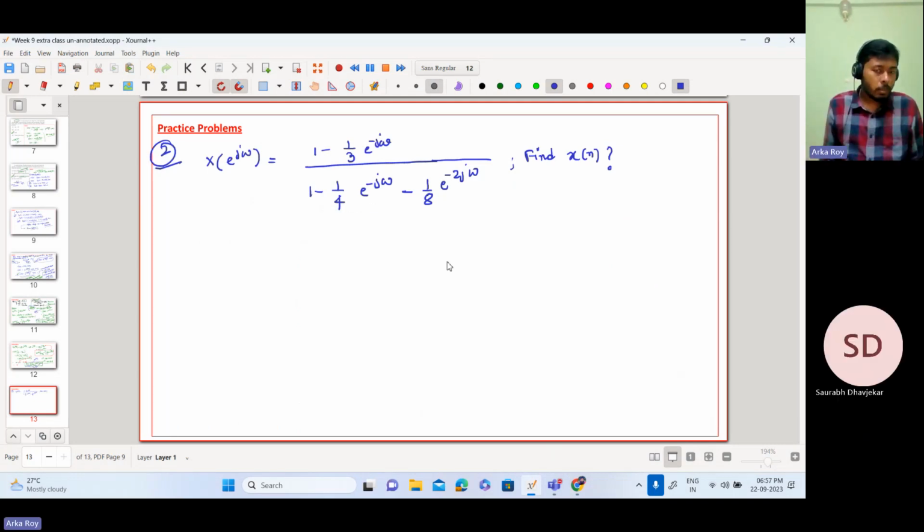For this particular question, can any one of you tell me how to proceed? We have been given a DTFT, and from this DTFT representation, we have been told to find the time domain sequence. Can anyone tell me how to proceed for this particular question?